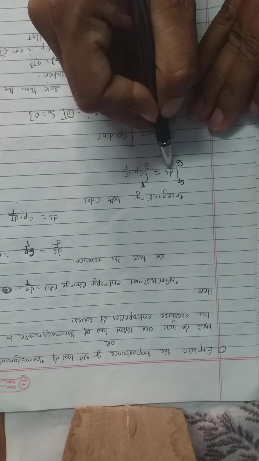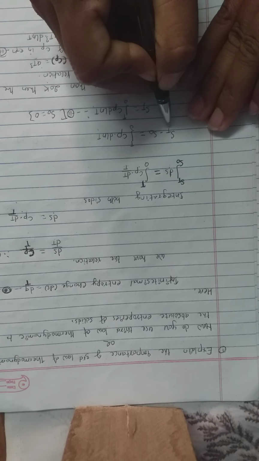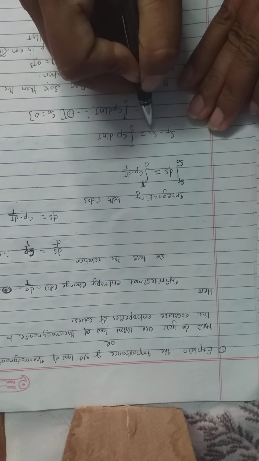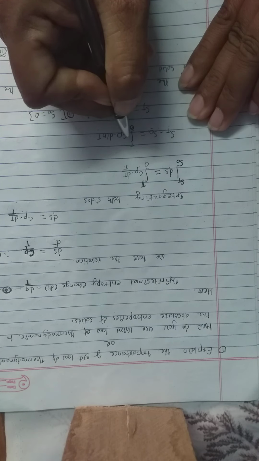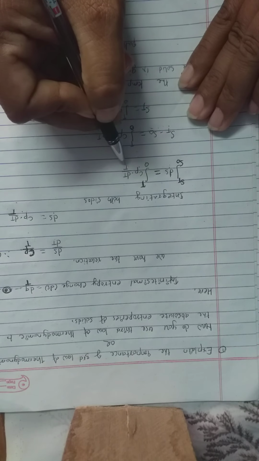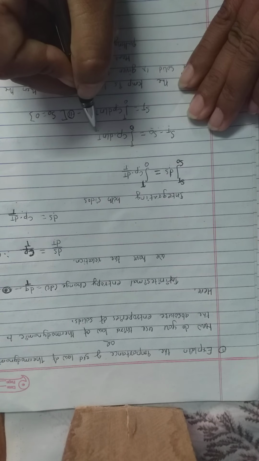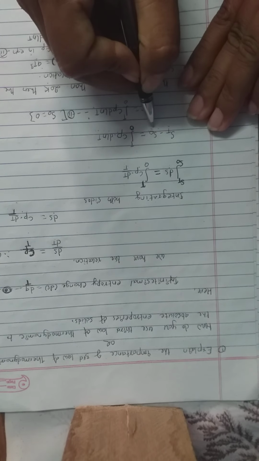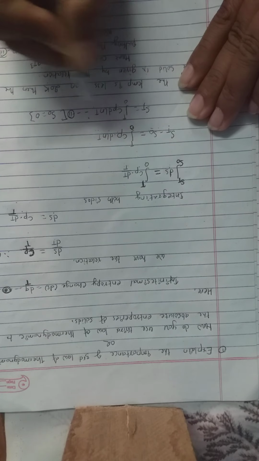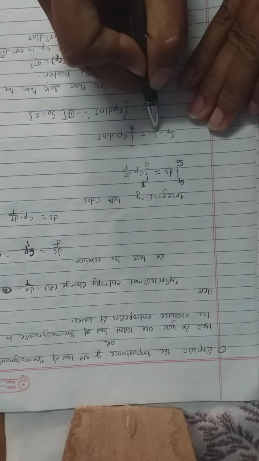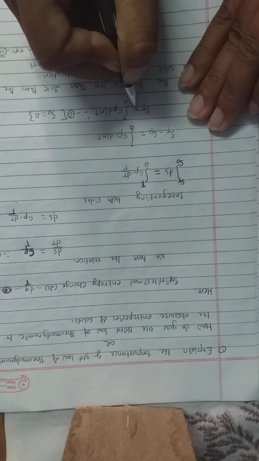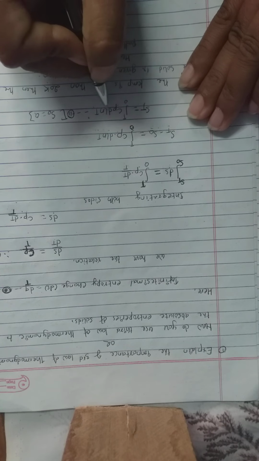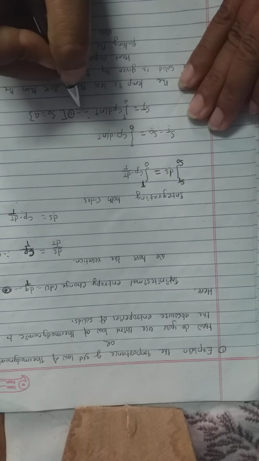When you integrate this dS, we get St minus S0 is equal to the integral from 0 to T of Cp, and dT by T changes into d ln T. And we know S0 is equal to 0. So St is equal to the integral from 0 to T of Cp d ln T. It is symbolized as equation 2.